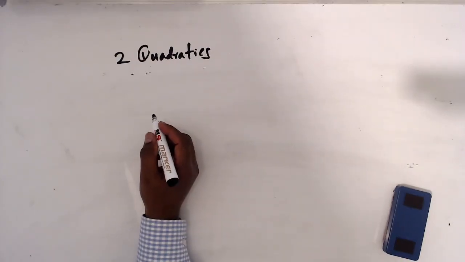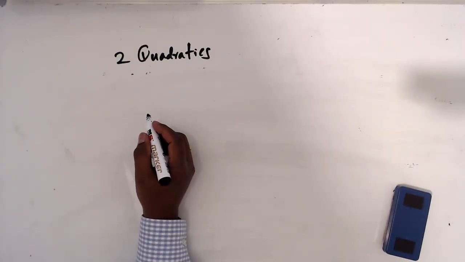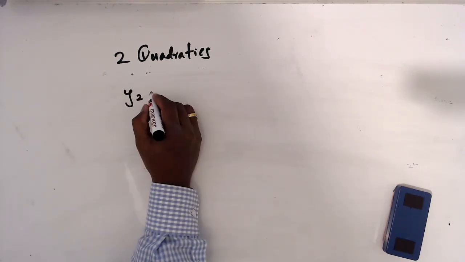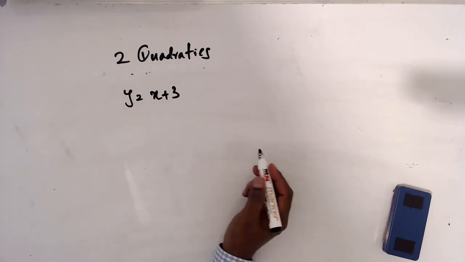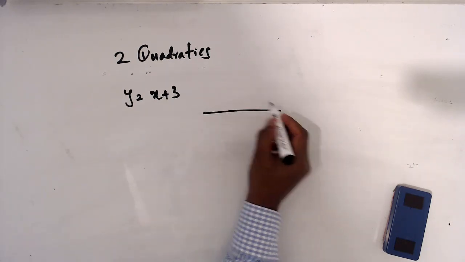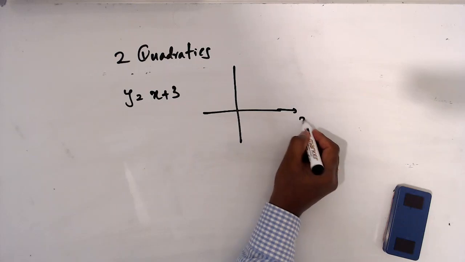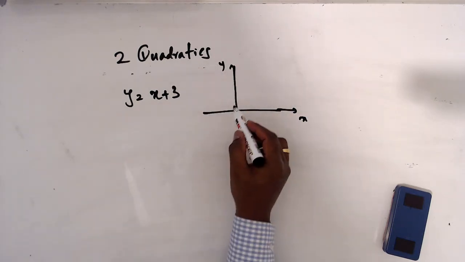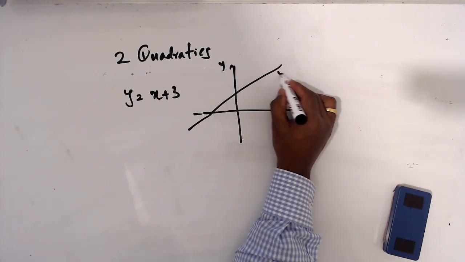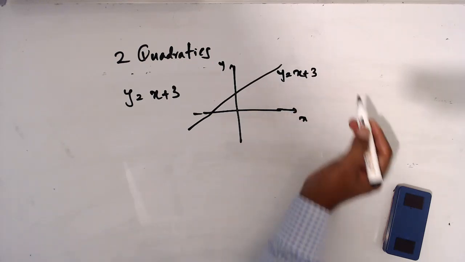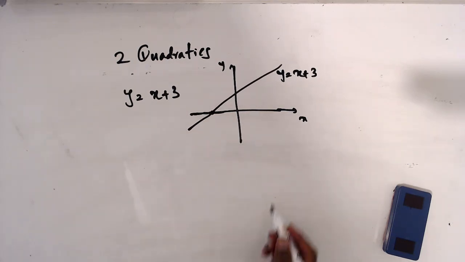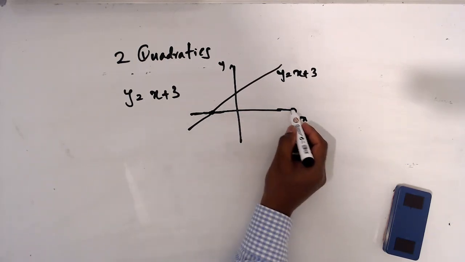My next question is, how do you find the root of a linear equation? For example, y equal x plus 3. How do you find the root of a linear equation? So this is x and this is y. So one intercept is 3. So this kind of equation, y equal x plus 3, it crosses the x-axis in this place.